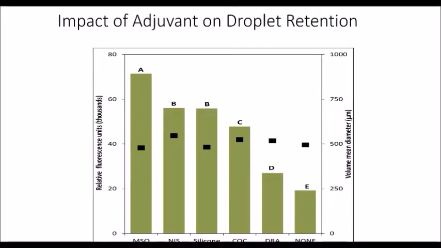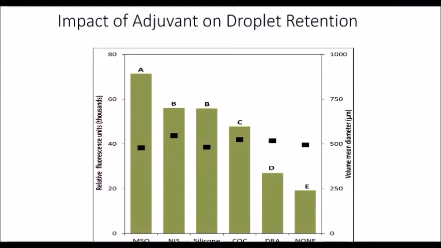Now, when he did that, he also did some work looking at different adjuvants. You can see going across that x-axis now, we've got methylated seed oil, or MSO. We have a non-ionic surfactant, or NIS, silicone surfactant, crop oil concentrate, a drift retardant, and then in this case, just straight water, where we looked at a couple different herbicides without any adjuvant system. So that data is pulled across those herbicide systems.